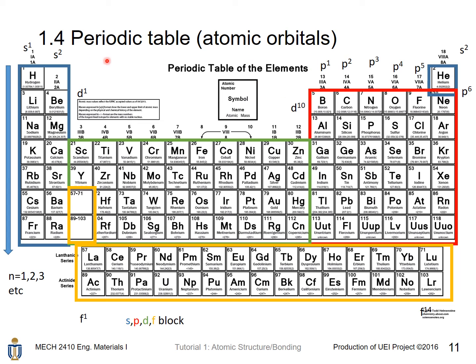And the actual configuration for boron is 1s2, 2s2, and 2p1, and there is a total of 5 electrons when you count the numbers. And this way, we can also find all configurations for carbon, nitrogen, and so on, because they are all in the p block. For carbon, there is one more electron.